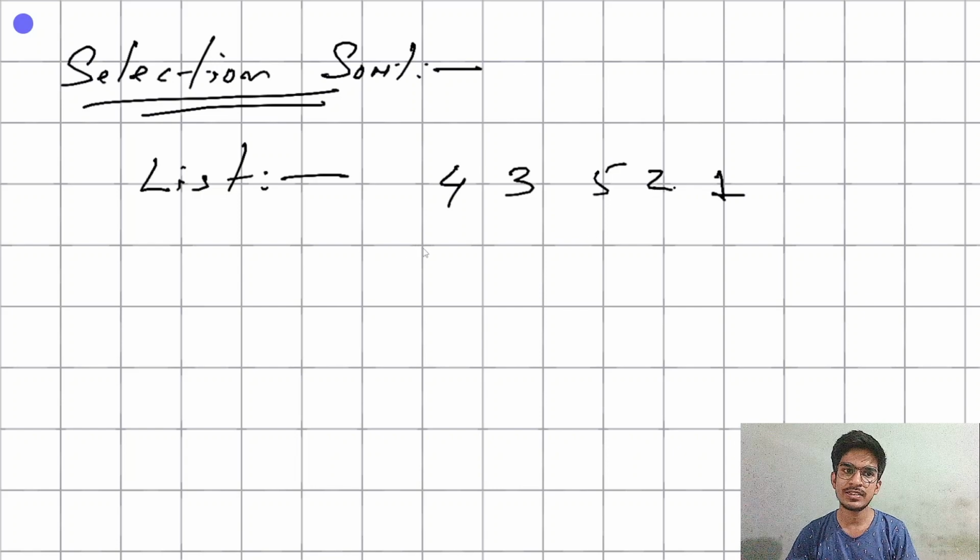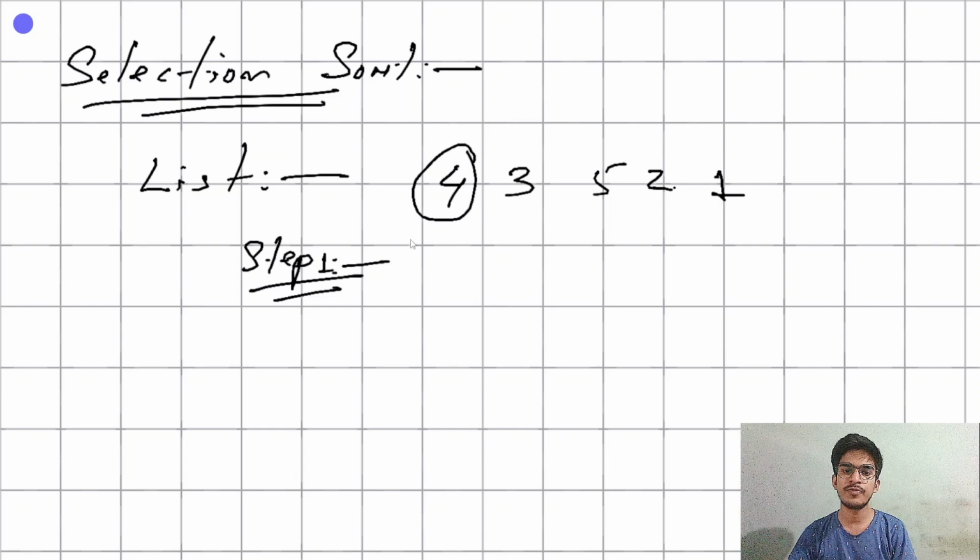So what happens in selection sort? In bubble sort, we take two adjacent elements at a time, right? But in selection sort, what do we do? We select an element and we put it in the correct place. That's why its name is selection sort, right? So what do we do in step one?